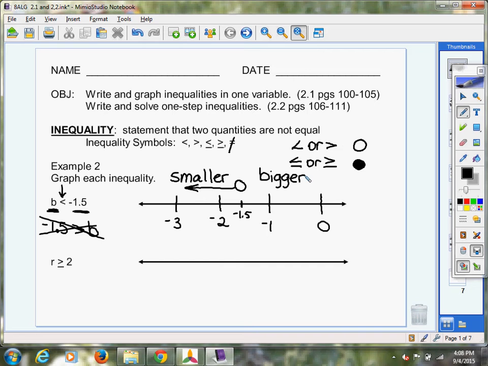Okay? Let's take a look at this one. This next one, we've got r is greater than or equal to 2.